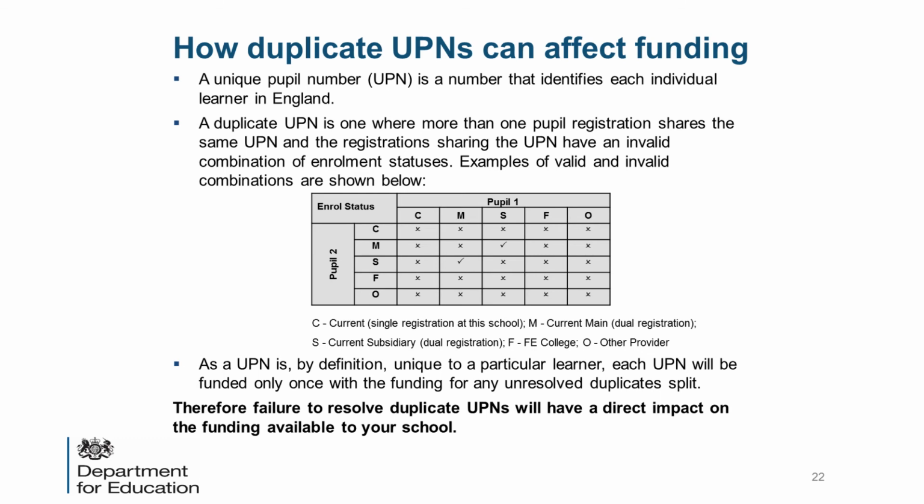The slide shows examples of all valid and invalid combinations of enrolment statuses. You will see from the table, for example, that a combination of C, single registration, and M, dual main, will be treated as invalid and funding split between the two enrolments if left unresolved.